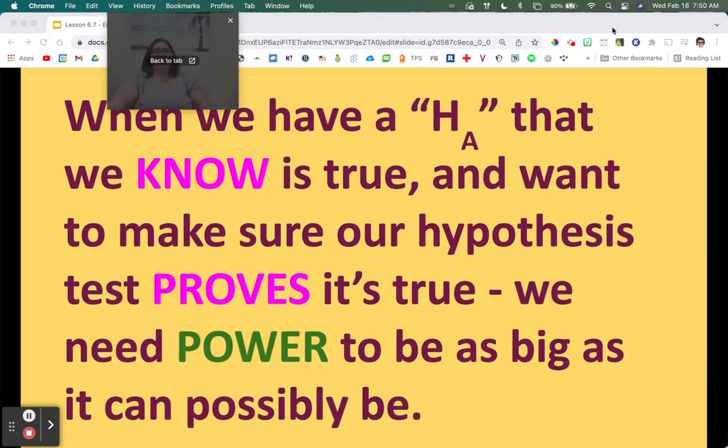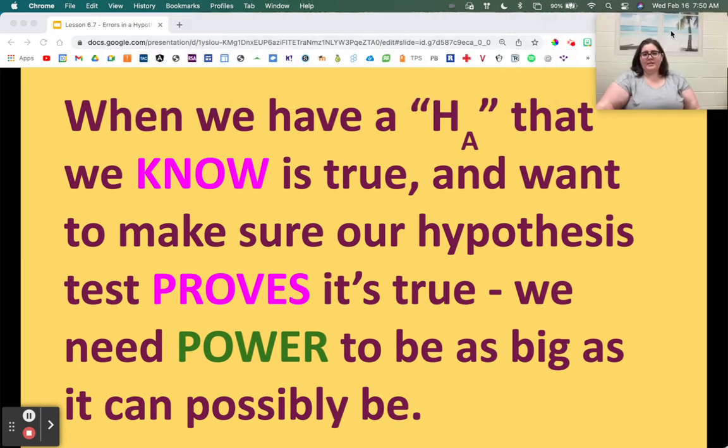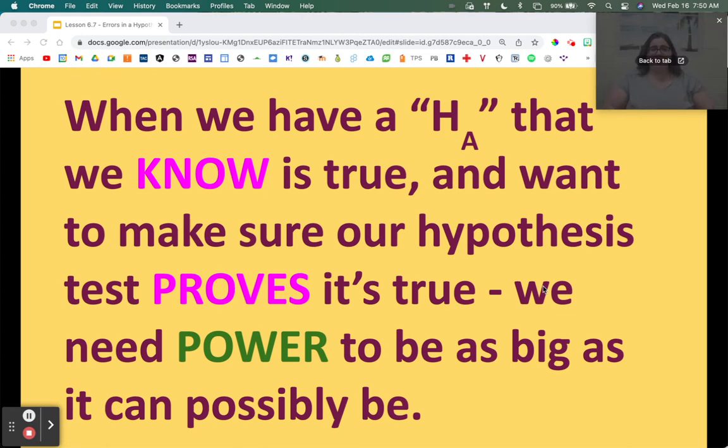Okay. So where power comes in handy in statistics is if we have an alternate that we know is true, and this comes up a lot in medical testing. We have this new medicine, we know it works better because we developed it to work better. We know it's good, but we still have to have our tests and procedures and evidence prove that it's better. In that case, we want power to be as big as possible. We want power to be really, really big so that we have a better idea that our hypothesis test, that our evidence will actually show it to be true when we know it's true.